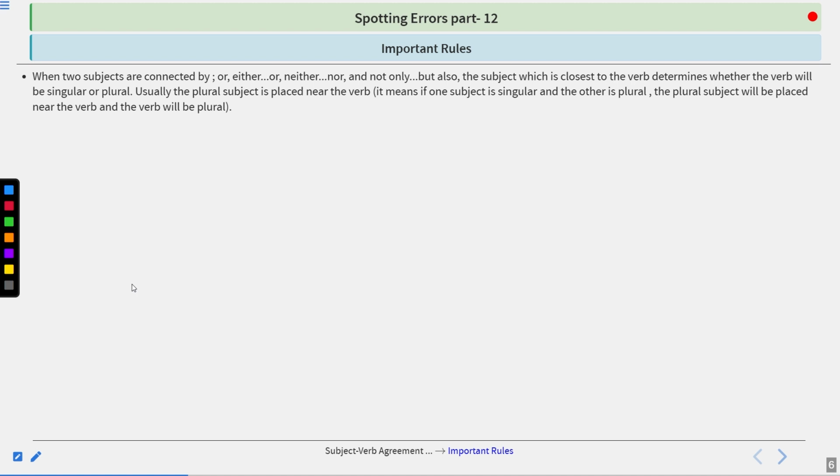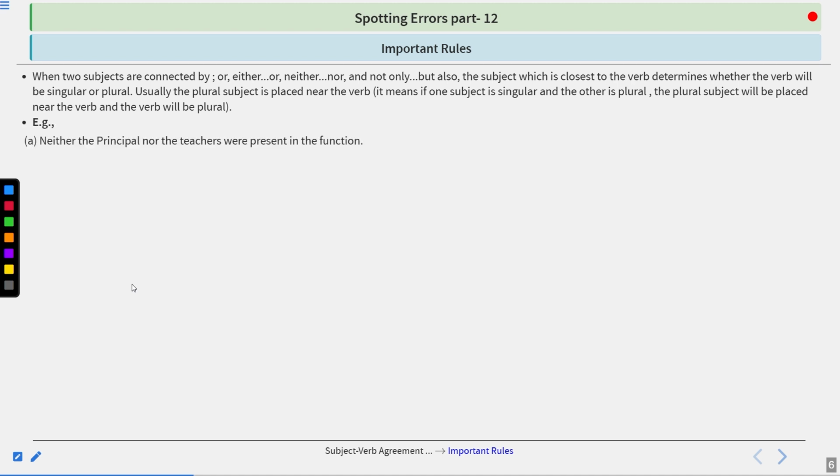So what we have understood by reading this is that if you find subjects connected by either or, neither nor, not only but also, and or, you have to use verb according to the nearest subject. If the nearest subject is singular, you have to use a singular verb. If the nearest subject is plural, you have to use plural verb. I hope you have understood. Let's look at the examples.